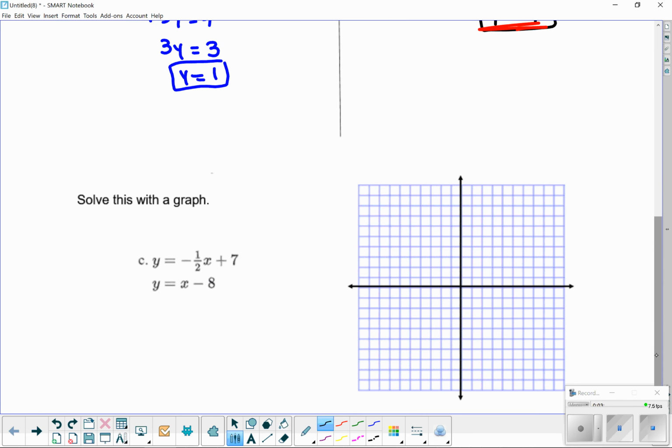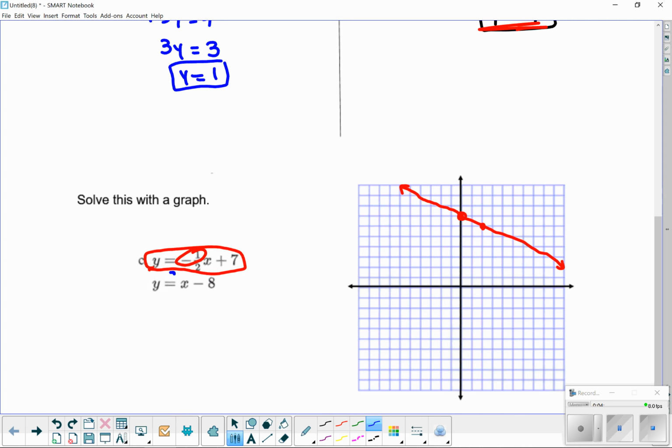Second one right here, we're going to solve this with a graph, and we actually did something like this pretty recently. So top equation, I'm going to graph this one starting at 7. 1, 2, 3, 4, 5, 6, 7. This one's going to go down 1 for the negative 1 right here, and over 2. So down 1 and over 2. Okay, and you can draw your line. Down 1 over 2, down 1 over 2, and just keep going with that. A little sloppy right there, but if I need to, I'll fix that.